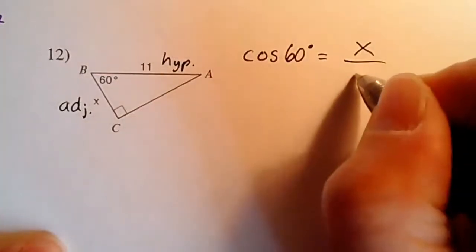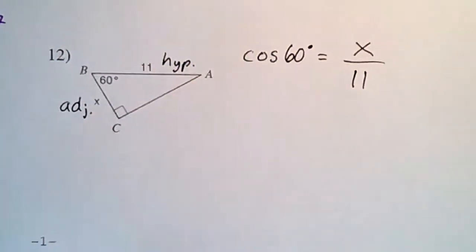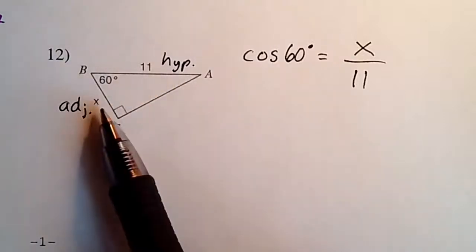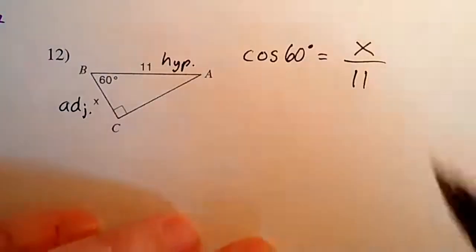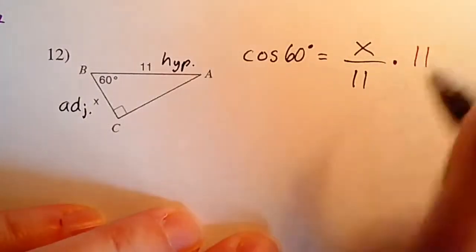the hypotenuse, 11. Okay, now it is just coincidence that both of these are cosine and that there happens to be the number 11 in both of them. That's just coincidence. So you really need to label your sides and then choose which trigonometric function you should be using. Okay, so to solve this, we're going to do the same thing, multiply both sides by 11.